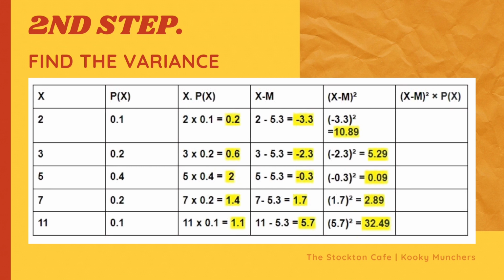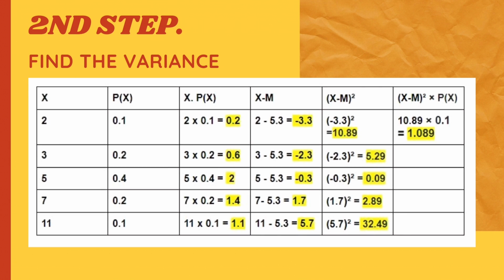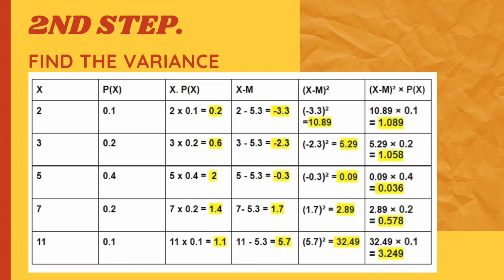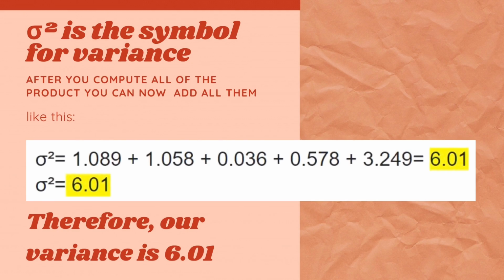After that, we will proceed to the last column. We will just multiply all of our answers here by P(x). 10.89 times 0.1 equals 1.089. 5.29 times 0.2 equals 1.058. After that, we will just add all of our answers in the last column in order to get our variance, which is 6.01. Therefore, our variance is 6.01.